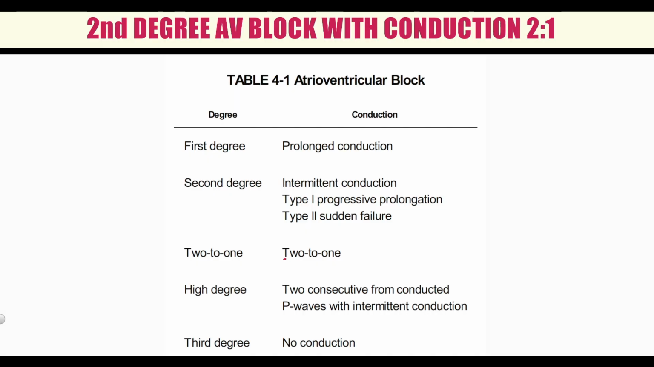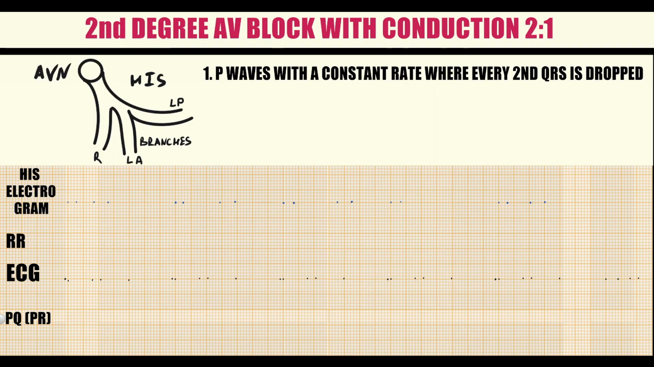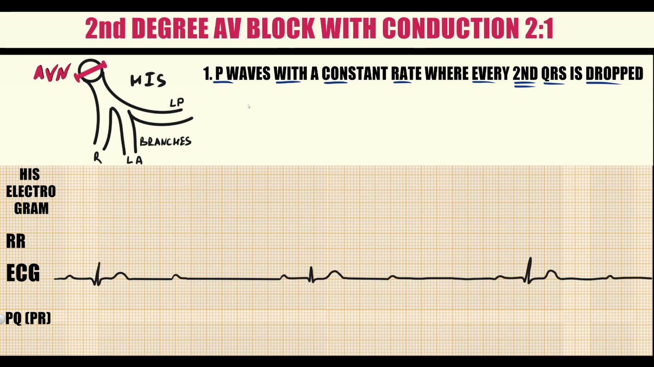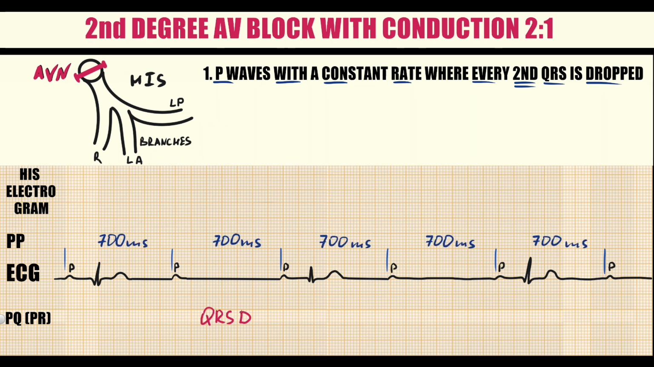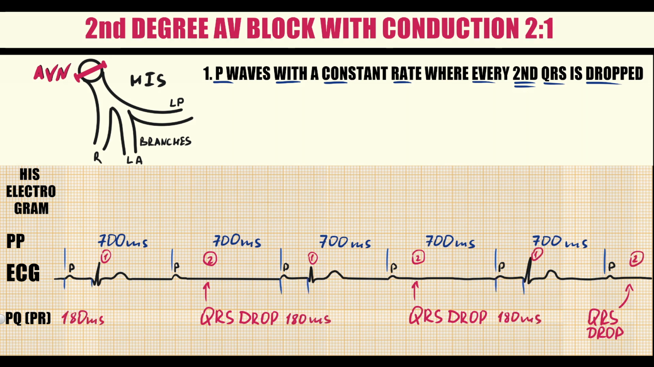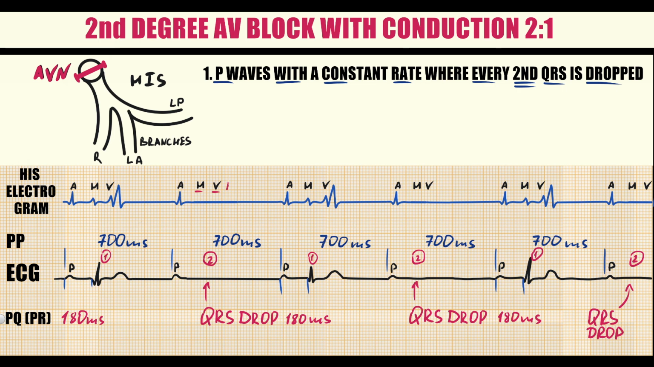Second degree AV block with conduction 2 to 1. The ECG criteria is P wave with constant rate, where every second QRS complex is dropped. Block can be at the level of AV node. On ECG we see P waves with constant rate. PP intervals are equal to each other and every second QRS complex is dropped. So for 2 P waves we have only one QRS complex as a result of conduction 2 to 1. PR interval is in normal range and is equal to 180 milliseconds. On His electrogram, in case of AV nodal level of block, we see the drop of H and V spikes, and narrow QRS on ECG.